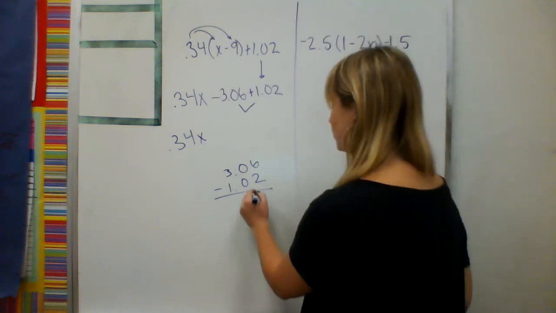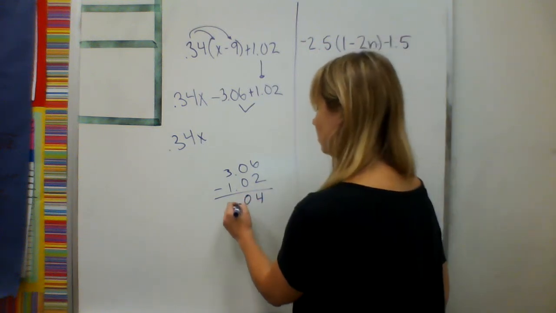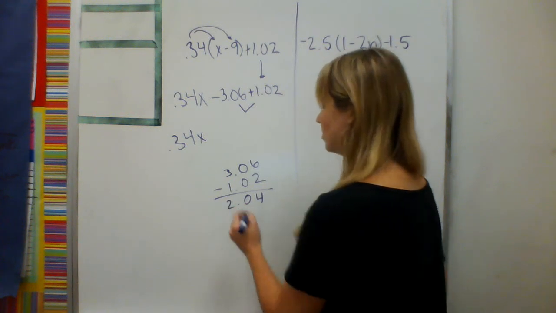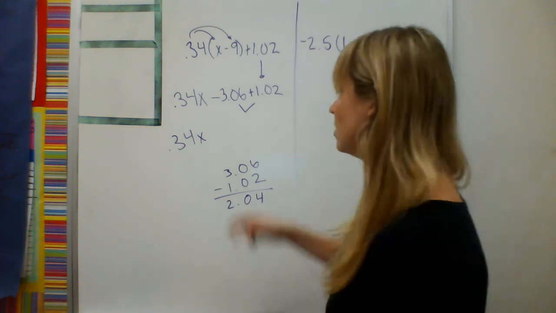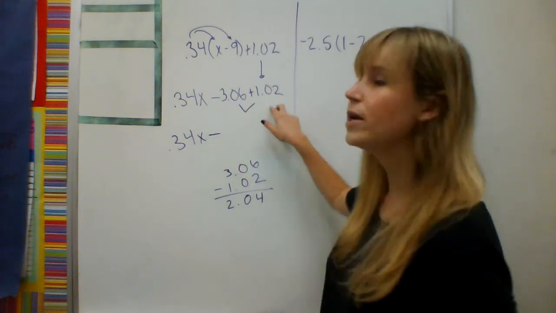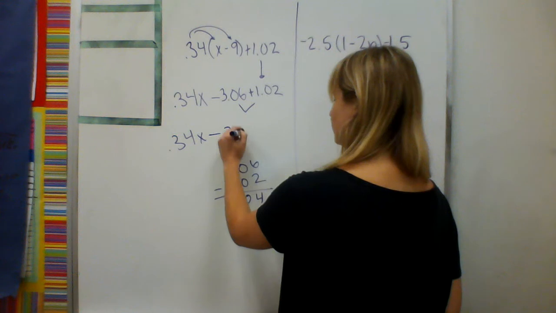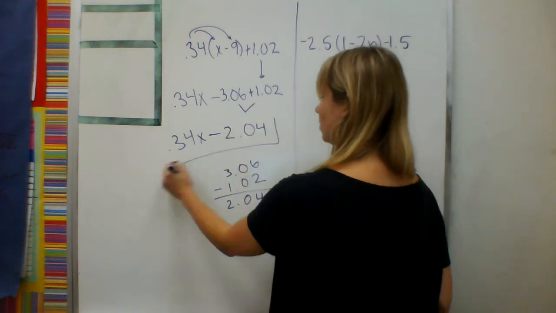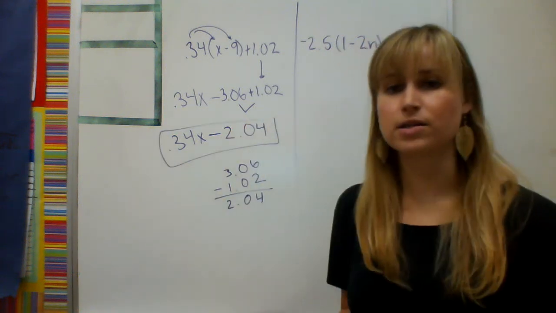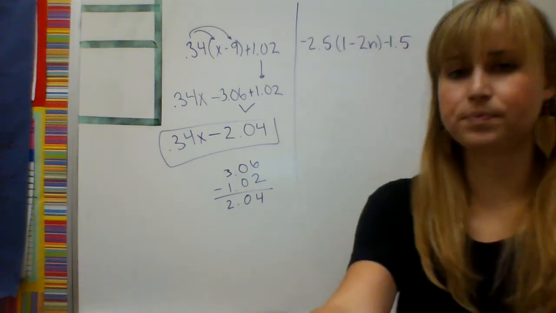6 minus 2 is 4. 0 minus 0 is 0. 3 minus 1 is 2, and I bring down my decimal point as well. I know my answer is negative because 3.06 is greater than 1.02. So it's going to be minus 2.04. And this is my final answer. I'm going to do this next example with you.